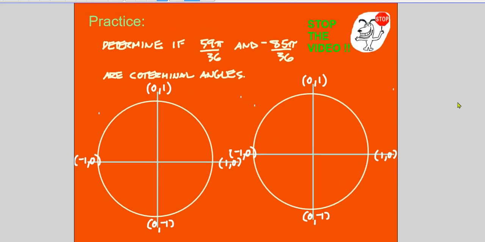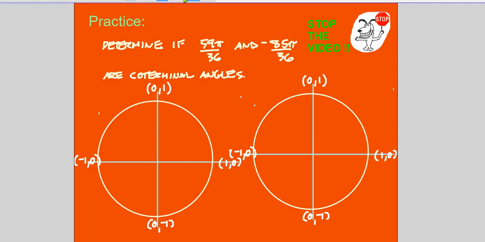Okay, so here is a practice problem. Stop the video and do the problem and see if you agree with what I get when you're ready to turn it back on. And I'm going to do it 2 ways. So determine if 59 pi over 36 and negative 85 pi over 36 are coterminal angles. Okay, stop the video, then turn it back on when you're ready.